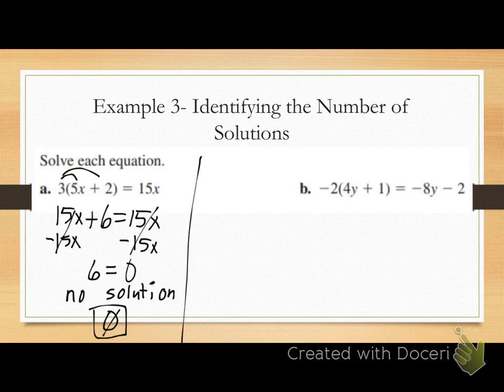Okay, letter B. Negative 2 times 4y plus 1 equals negative 8y minus 2. What do you think I need to do first? Distribute. Negative 2 times 4y gives me negative 8y. Negative 2 times 1 gives me negative 2. And I still have everything on the right-hand side. Both sides are simplified as far as they'll go. What's next?